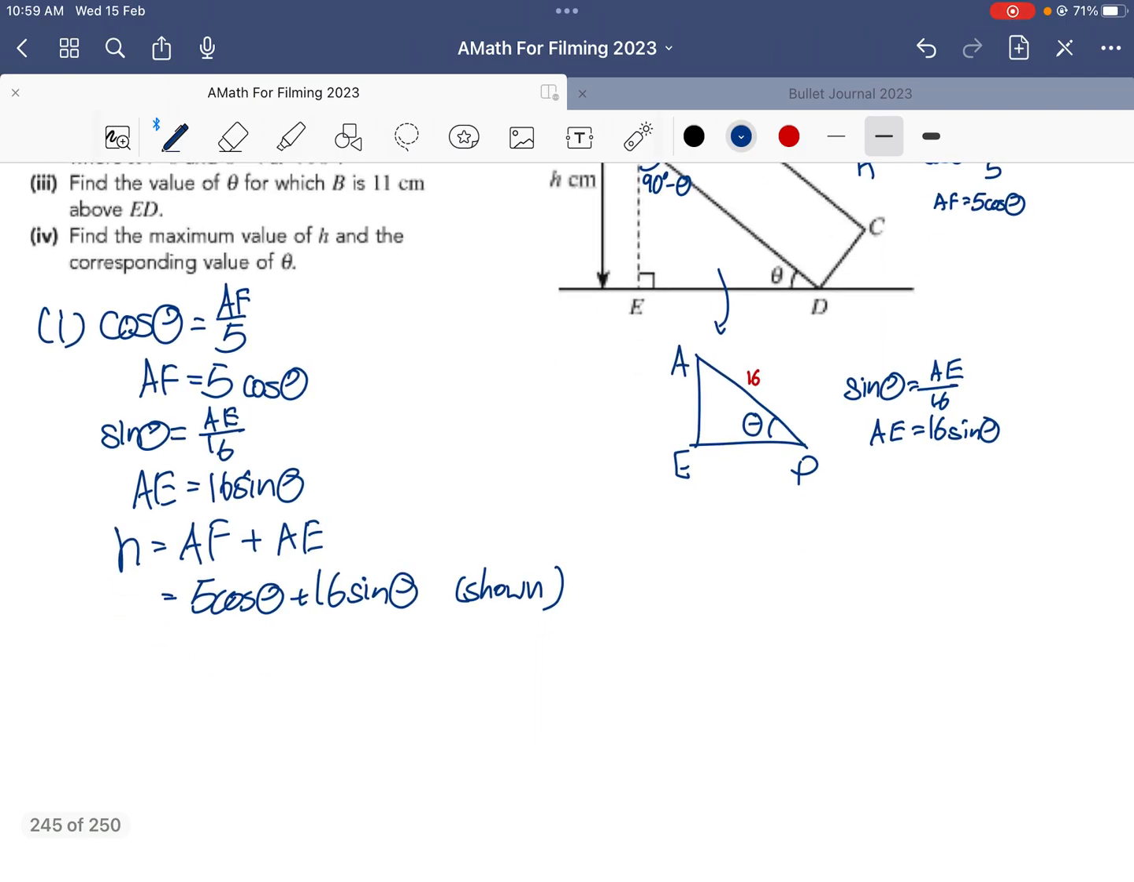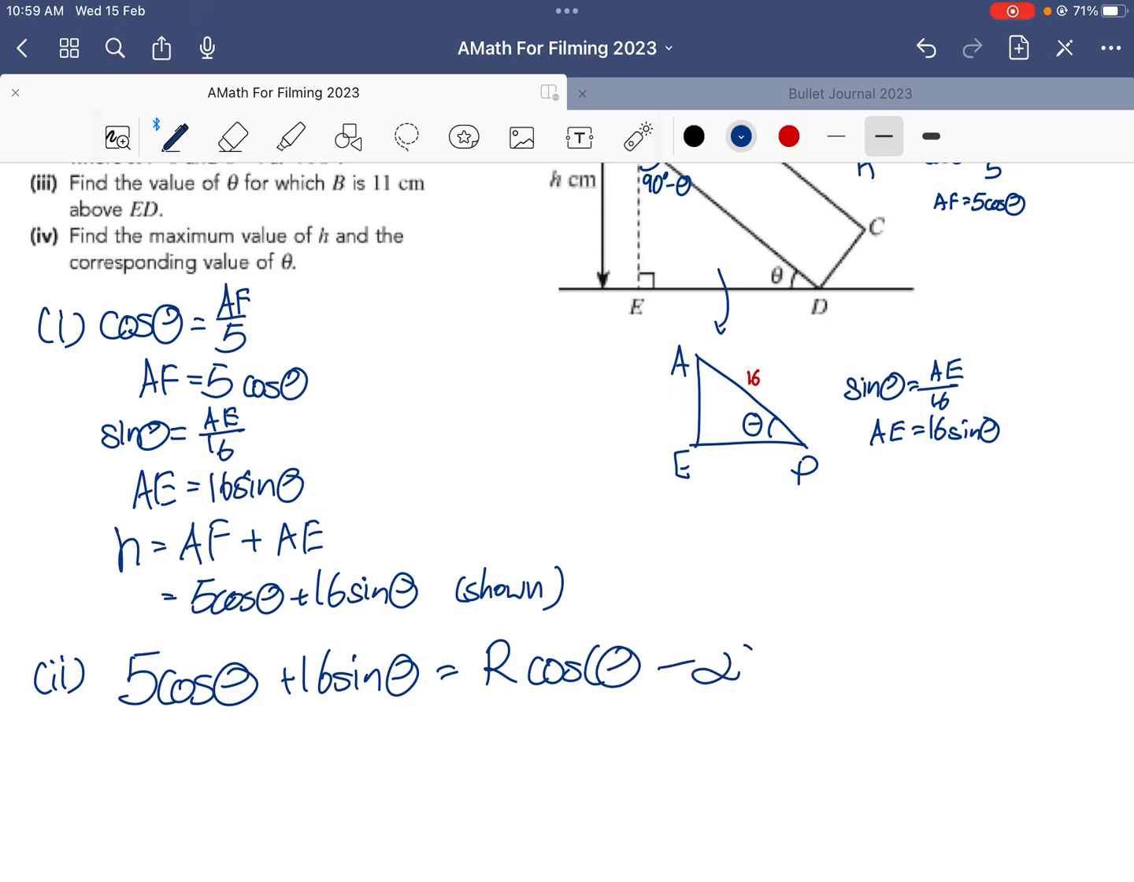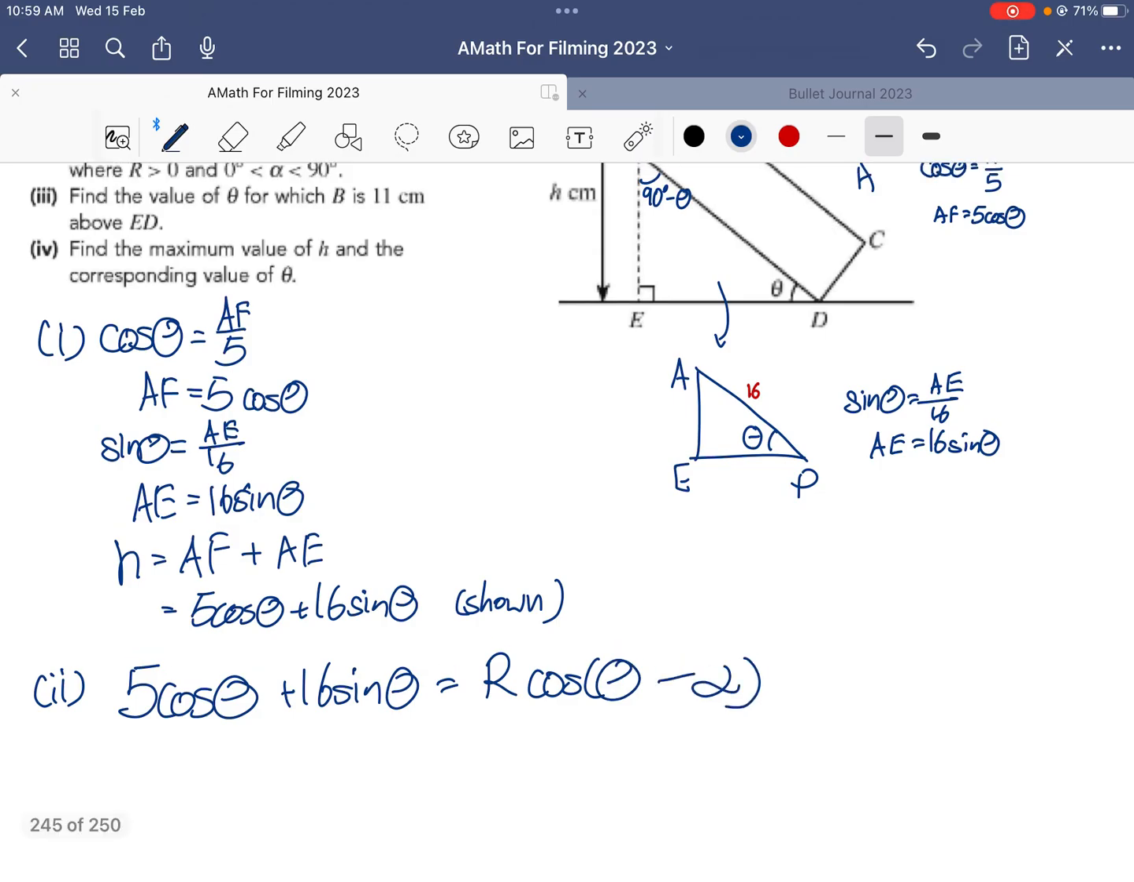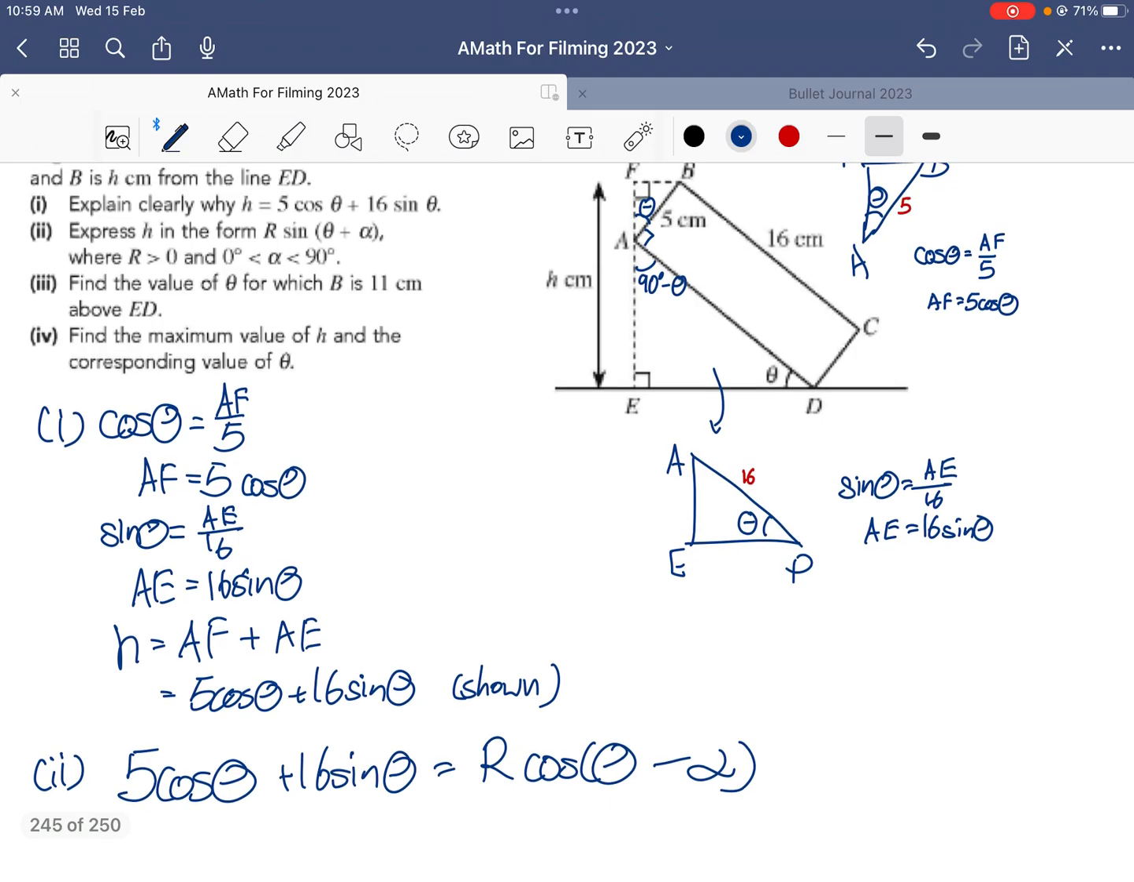For part 2, I will just continue doing it on this page itself. They want me to combine 5 cosine theta plus 16 sine theta in the form of r sine theta plus alpha. Here is where it gets a bit tricky. If I started with 5 cosine theta plus 16 sine theta, I get r cosine theta minus alpha. But wait, the question actually wants r sine theta plus alpha.